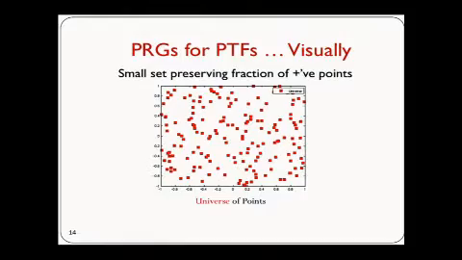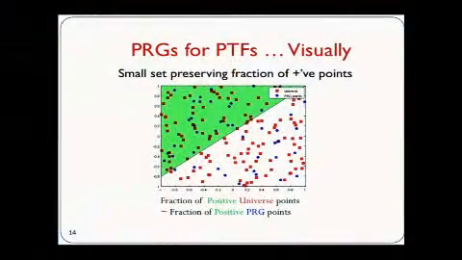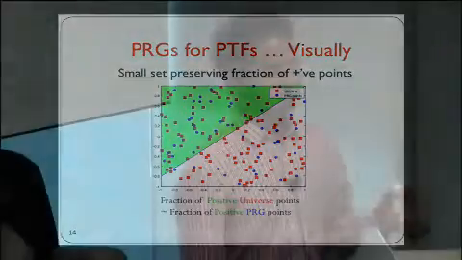And what are PRGs for PTFs? What we really want is a small explicit set of points which preserve the fraction of positive points. So visually, let's say you have a universe of points, such as shown in red here. And what we want is a small explicit set of PRG points shown in blue, such that for any polynomial threshold function, such as the green shaded region here, the fraction of red points is close to the fraction of blue points. And this has to hold for any cross section you take.